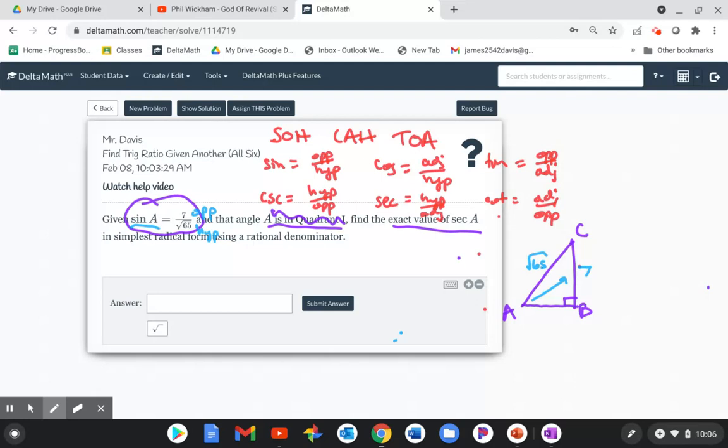So with that labeled, let's think about what the question asks us. The question asks us to find the secant of A. So the secant is hypotenuse over adjacent, right? Well, we know the hypotenuse, but if we're looking at A, we don't know the adjacent side. So we got to figure out that adjacent side. What is this? The easiest way to do this is using something that you've learned, I don't know, several years ago, which you should know, and that is the Pythagorean theorem.